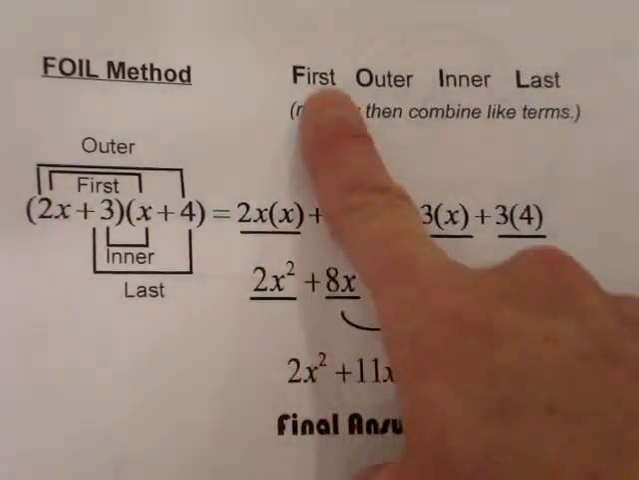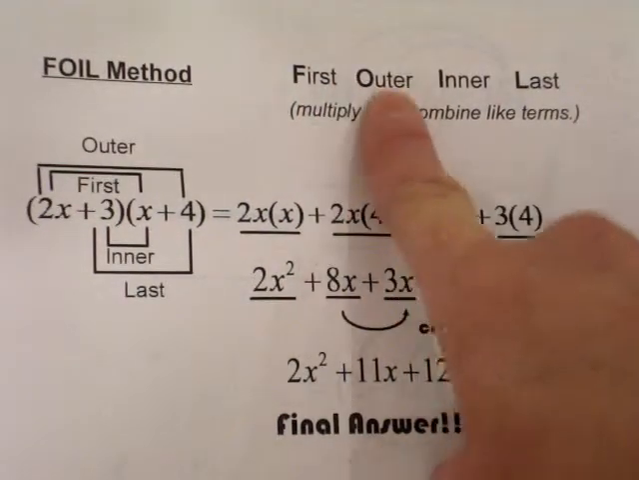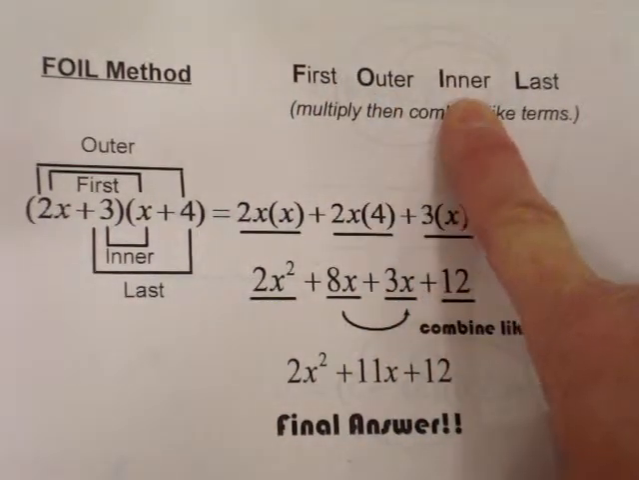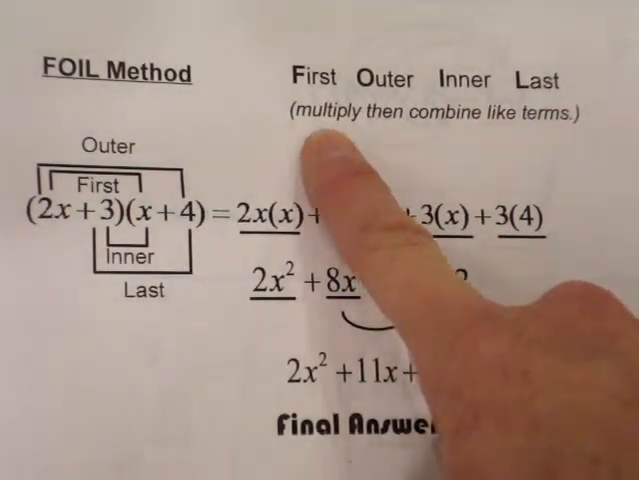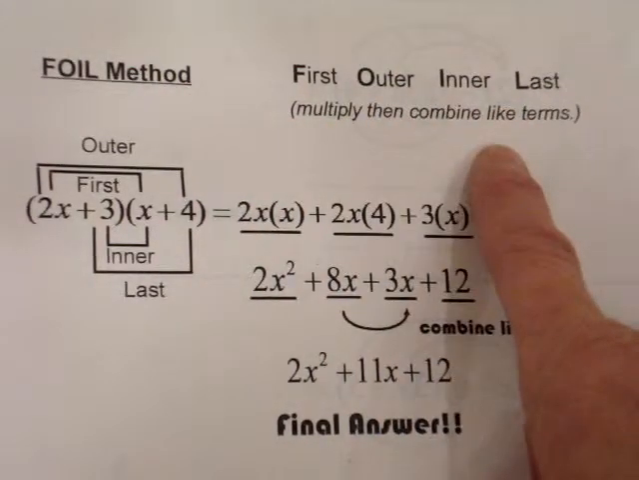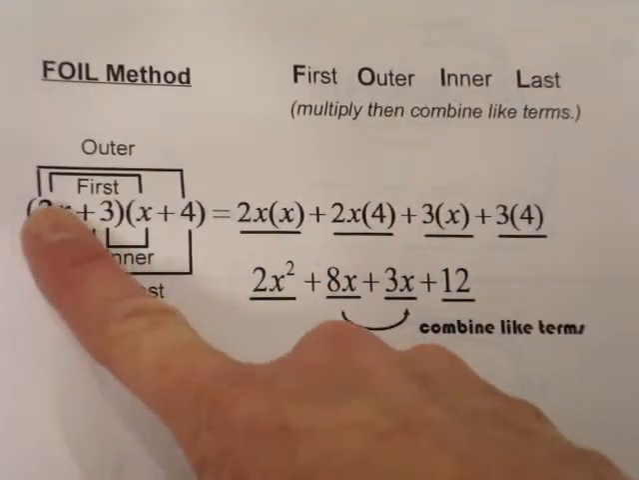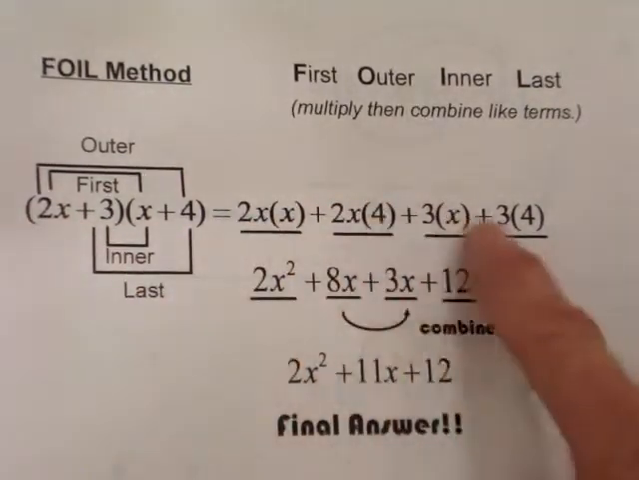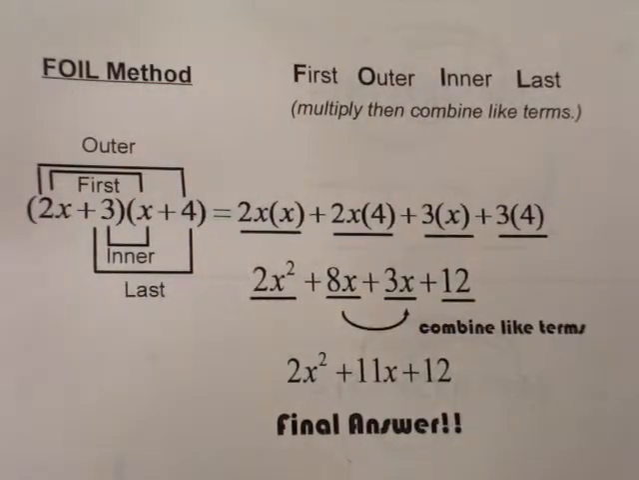The F in FOIL stands for the first term of both binomials that you multiply. O is for outer, I is for inner, and L is for last. The rule is that you multiply in this order. This is just a way to keep track of multiplying, and then you combine like terms. When you do the FOIL method, after you multiply, there are going to be 4 different terms, and then 2 of them can be combined.